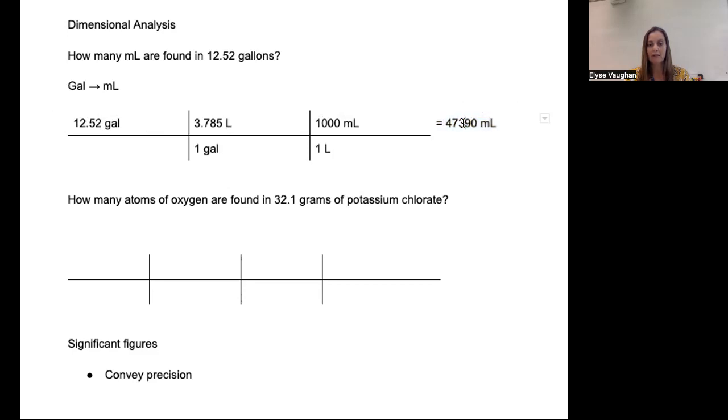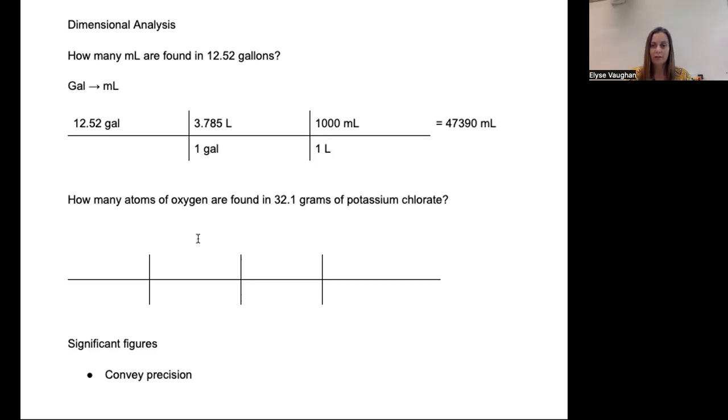So right here at this tens place, I had to round. And so this actually came out to like 47,388 milliliters and some change. So that 8 made the 9 round up. And this 0 being a trailing 0 is not a significant figure. So my answer of 47,390 milliliters has 4 significant figures. And we'll come back to significant figures in just a minute.